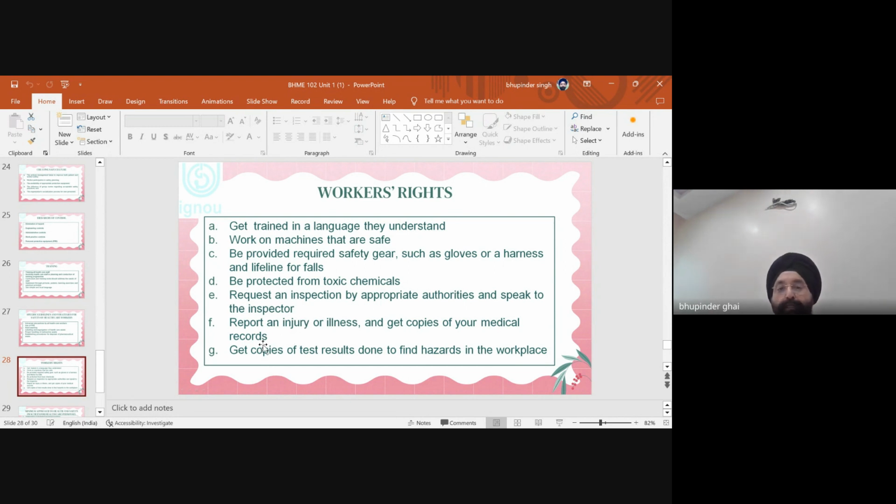And also if there is any injury or illness, it should be reported, and you should be getting a copy of your medical record. And any test which is done, its report should be shared with the worker. These are the workers' rights.